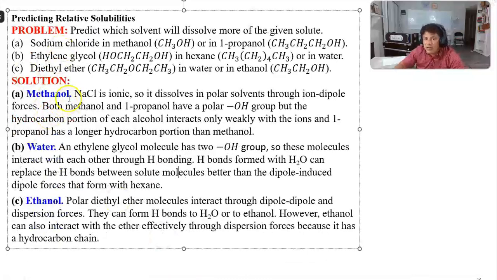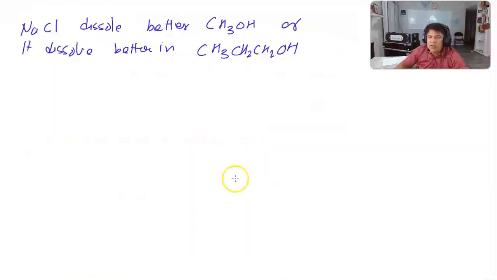Yes, of course, methanol, because sodium chloride is an ionic solute, right? An ionic solid. So it dissolves in polar solvent through ion-dipole forces. The methanol and the propanol have one polar OH group, but the hydrocarbon portion of each alcohol interacts only weakly with the ions, and propanol has a longer hydrocarbon portion than methanol. I hope you have understood that.